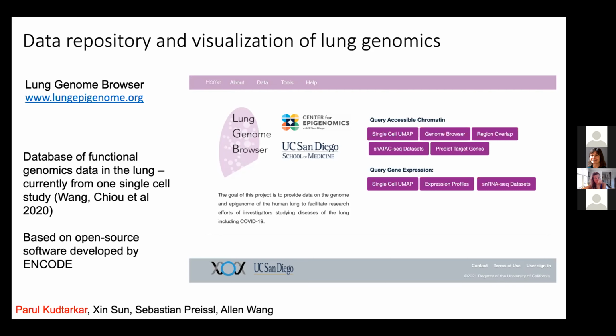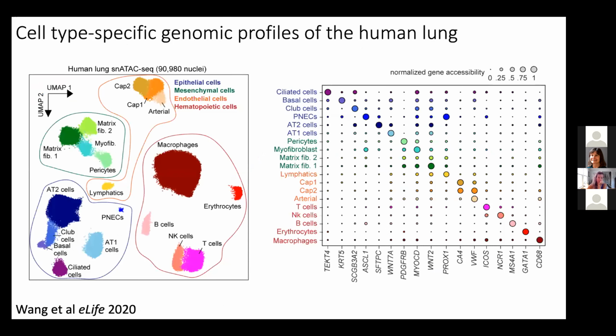Okay, I'll just give a couple slides about the data in this paper that is currently the data set in the lung genome site. These are single cell profiles of accessible chromatin from human lung samples. In total, we have over 90,000 nuclei profiled by ATAC-seq. Here are the cell types we identified, a representation of the major cell types of the lung, as well as some subtypes within the cell types. These cell types and subtypes are annotated based on their genomic profiles.